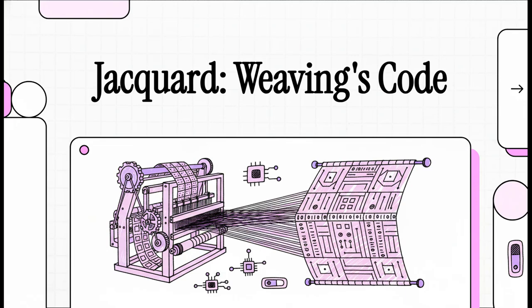Hello and welcome! Today we're going to unravel the story of a 200-year-old invention that did something incredible. It completely changed the world of textiles, sure, but it also, and you might find this surprising, planted the seeds for the very computer or phone you're watching this on right now. We are talking about the amazing Jacquard machine.